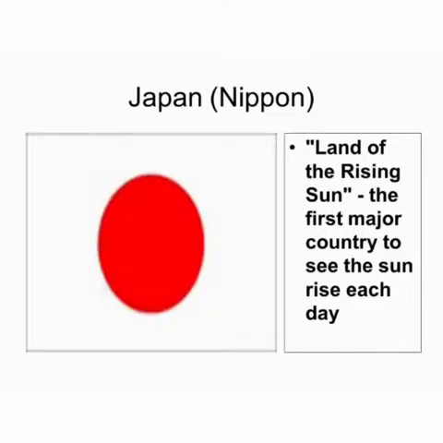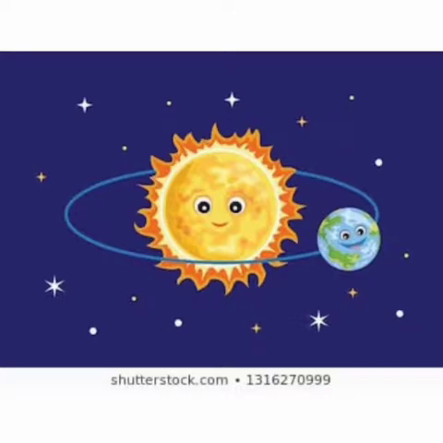So, can you name the country known as the land of the rising sun? The land of the rising sun is Japan. So children, the next movement of the earth is revolution. This revolution also causes seasons.